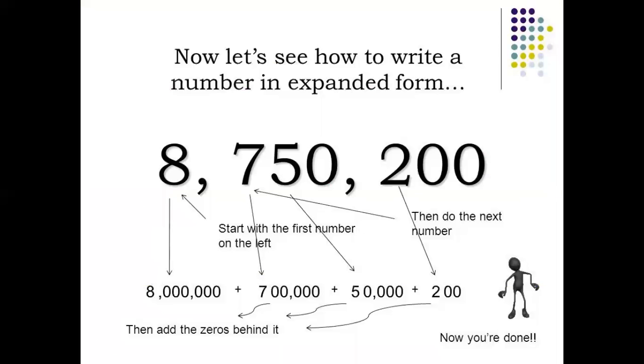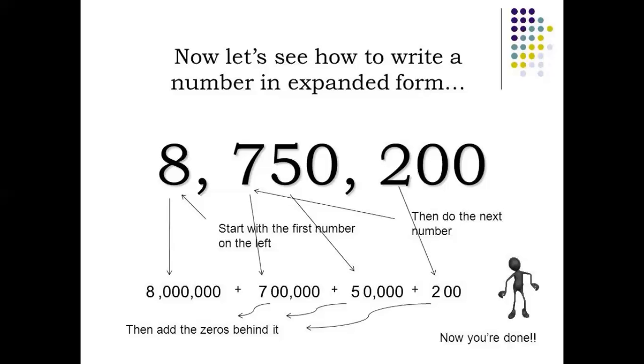Then an addition sign. Then take the next digit, that is 7. Now after 7 we have 5 digits. So add 5 zeros after the 7. Then again put an addition sign. Then the next digit is 5. After 5, if we count, we have 4 digits. So add 4 zeros. Then after 5, we have 0. Then no need to write 0 because 0's place value is 0 only.